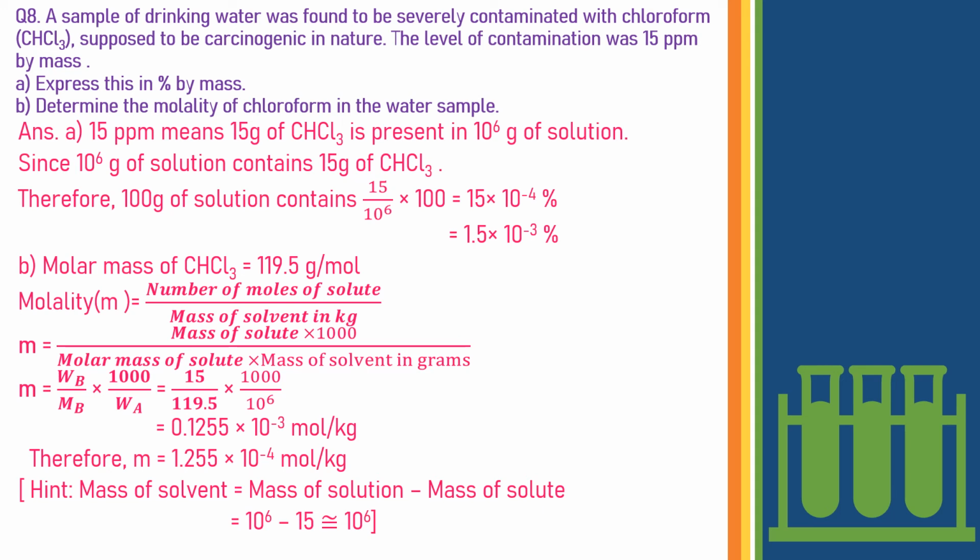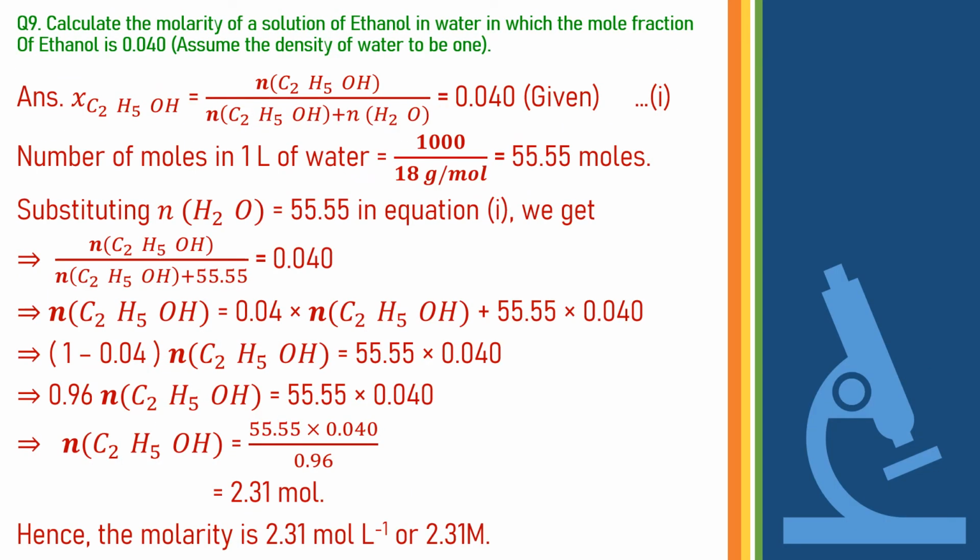So let us proceed. The last question is: calculate the molarity of a solution of ethanol in water in which the mole fraction of ethanol is 0.040, and you have to assume the density of water to be 1. So here we have to calculate molarity in terms of mole fraction. We know what mole fraction is. When we write the expression for the mole fraction of ethanol, X C2H5OH is the symbol for the mole fraction of ethanol.